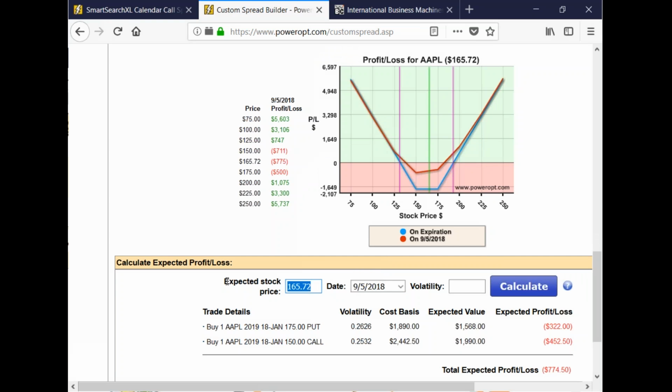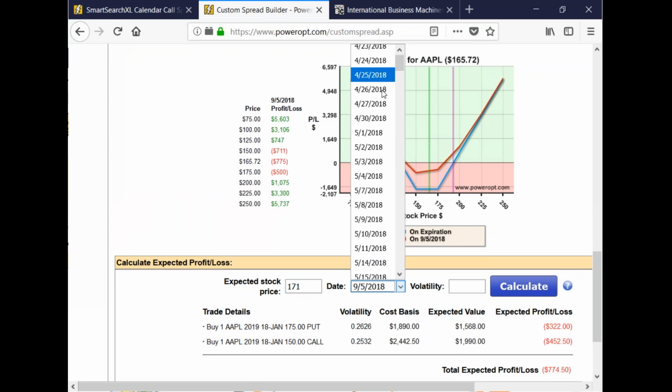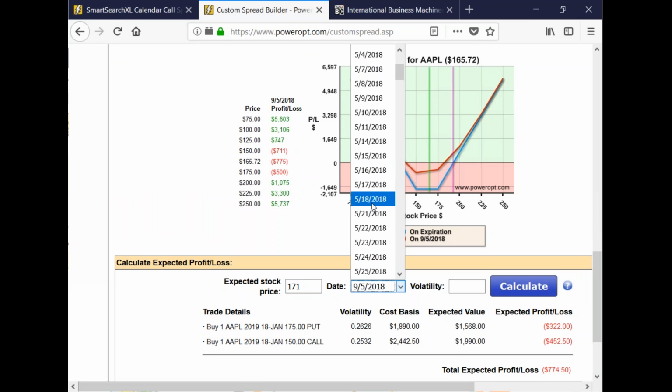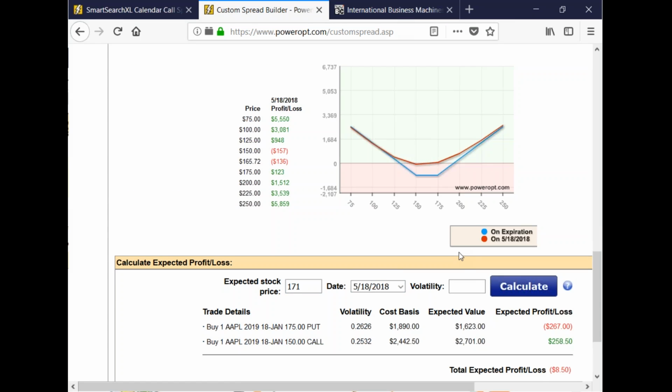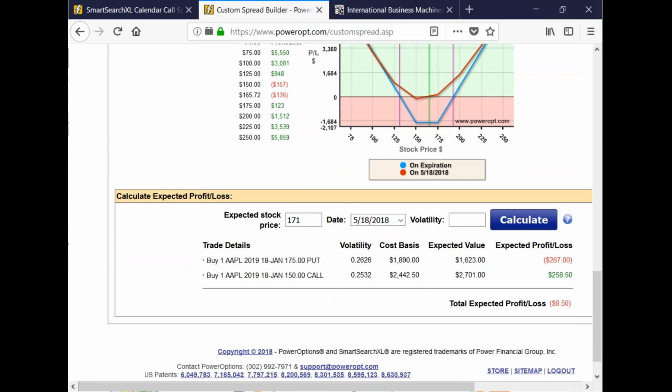So let's take a look. Let me just go up to 171. And we'll go standard May 18th expiration. Now, that's not even a big move, but let's go to 171. Yep, still at a loss of 850, almost break even on the strangle. It's not showing a profit yet as a 6-point move because you're delta opposed.